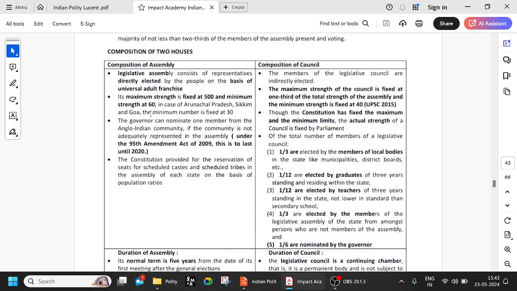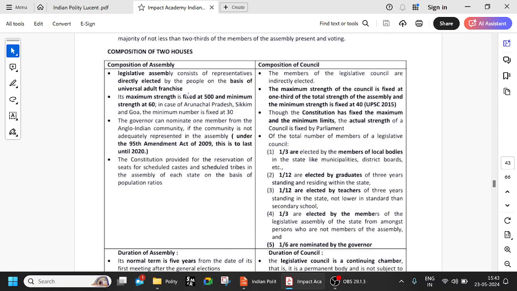So minimum is 40. In this case, minimum is 60 in an assembly. And how many seats are there? One third of that. For example, in Andhra Pradesh, we have 175. So in the council, there can be one third of 175. Okay, so that would be roughly about 87. Okay, something around 87.